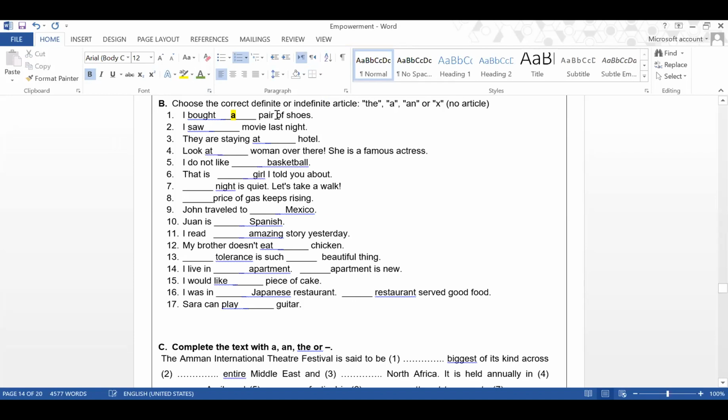Yes, one pair. Look, and countable. Of course, and countable, and it's mentioned for the first time. Amazing. Look, Aya and the rest.